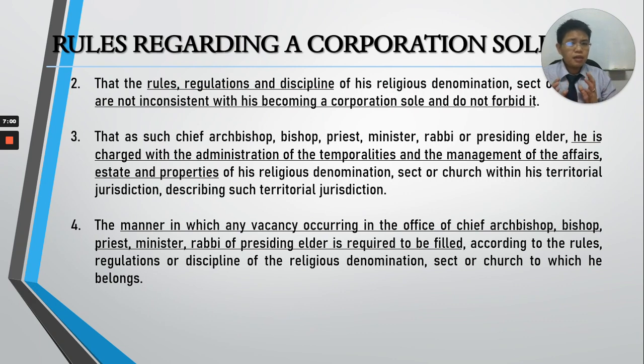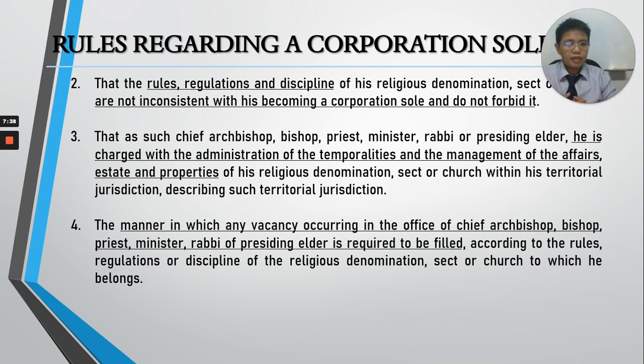So, kailangan mag-submit siya ng verified articles of incorporation. Anong laman nun? Ako yung archbishop, etc., etc. Gusto ko maging corporation sole. Tapos number 2, yung aming church hindi bawal yung pag-incorporate. Yun yung number 2. Yun lang ang ibig sabihin nun. Number 3, ako yung in charge doon sa mga properties ng simbahan namin. Yun lang ang ibig sabihin yan. And also, remember, there must be a description of the territorial jurisdiction. In charge ako sa properties ng church namin sa ganitong lugar, etc., etc.